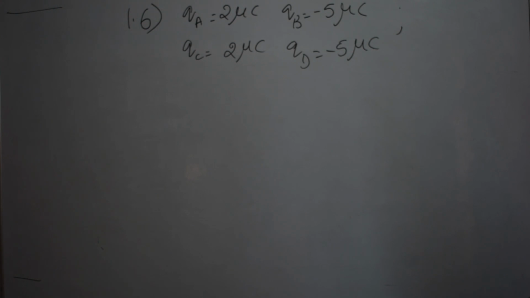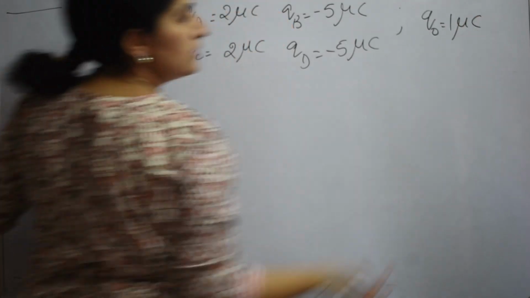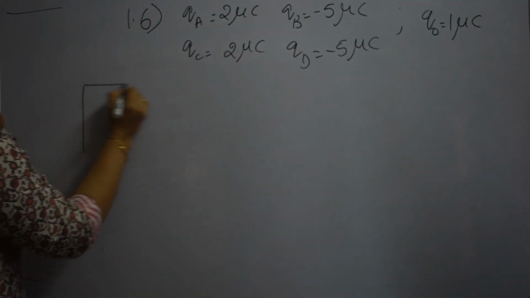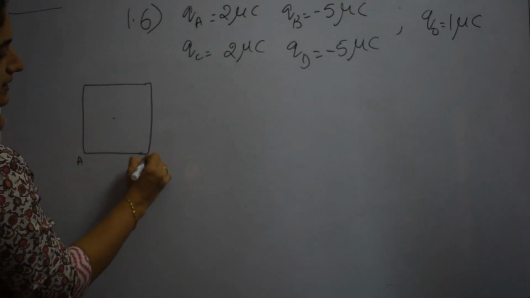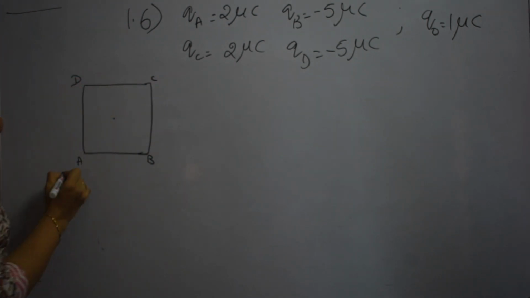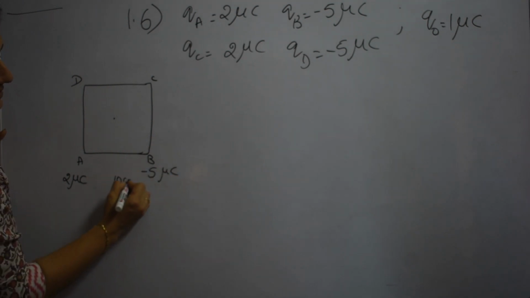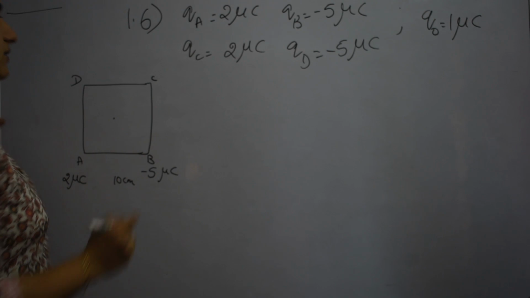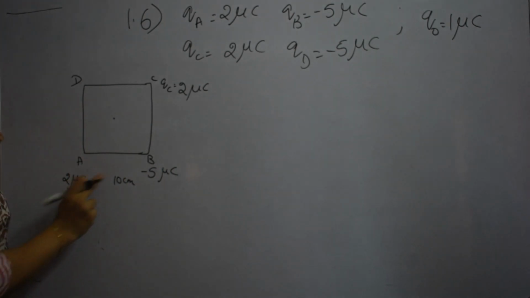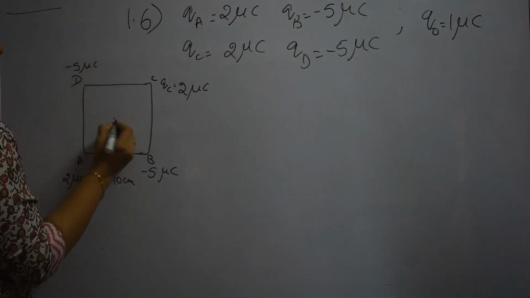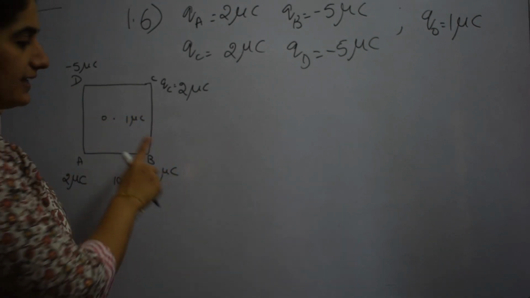So basically you have QO, I will write 1 microcoulomb. When you place it at the center of the square, what is the net force at this point? Let me mark it as A, B, C and D. So it is 2 microcoulomb, minus 5 microcoulomb. The side is 10 centimeter. Square, all sides are equal. So you have QC as 2 microcoulomb, and QD as minus 5 microcoulomb. So you have here O. When you have 1 microcoulomb, what is the force acting at the center?